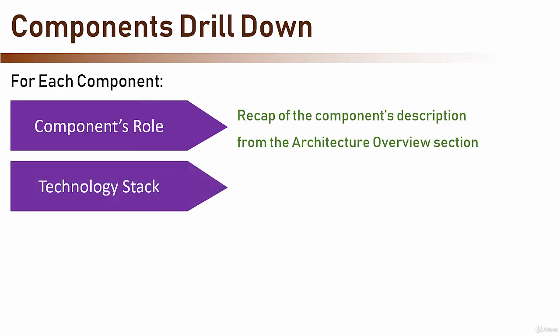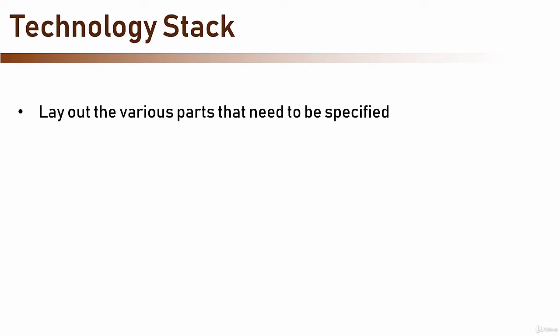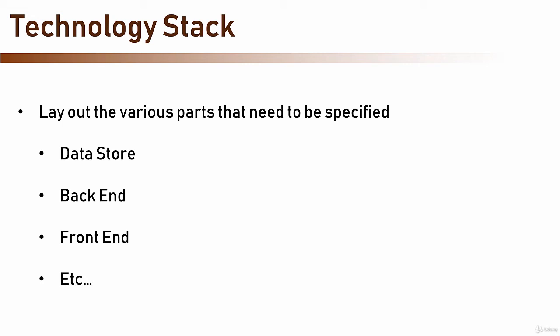Second, the technology stack. This subsection should describe in detail what technologies will be used in developing the component. This subsection should first lay out the various parts in the component that their technology should be selected. For example, data store, backend, and front end. And then, for each one of them, the selected technology should be described.